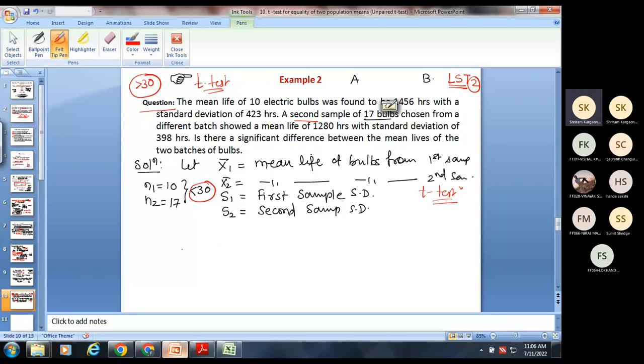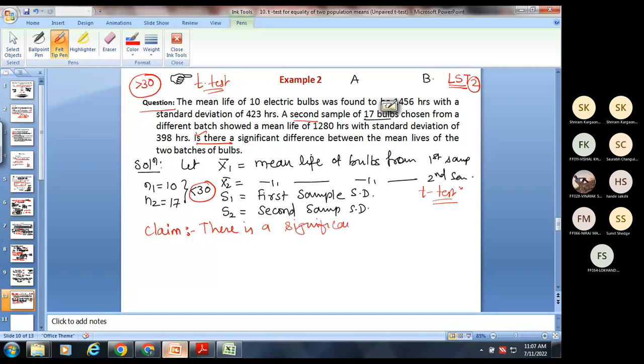Now, what is the claim? Whenever you are confused, it's better to write down the claim. There is a significant difference. This is the claim here. There is a significant difference.